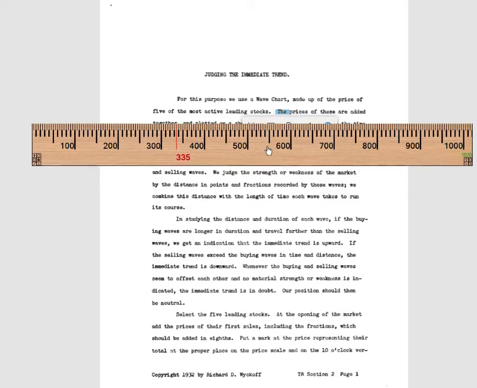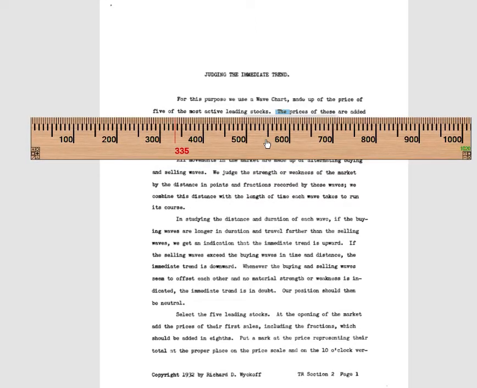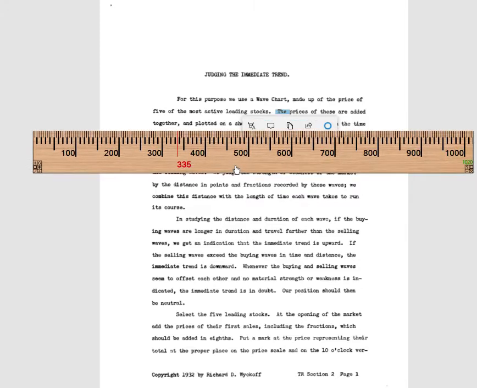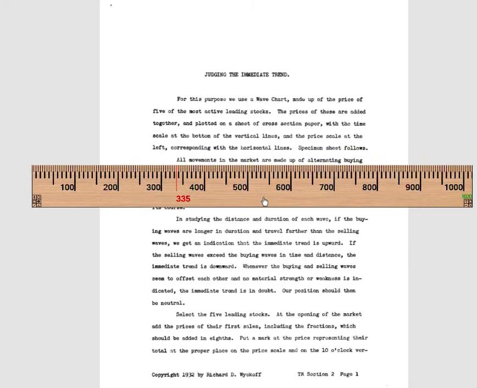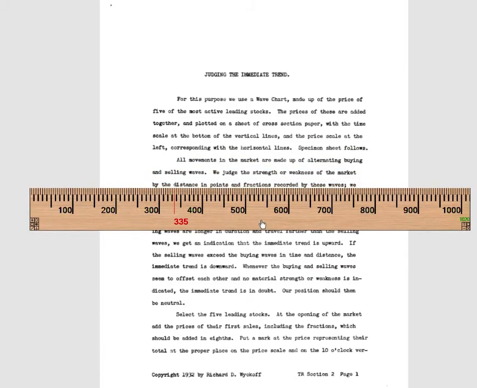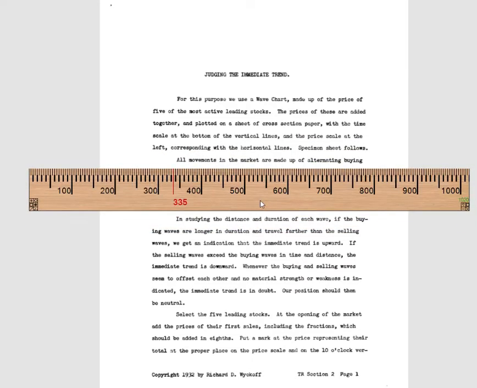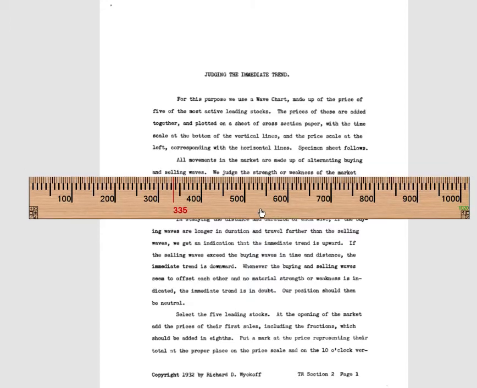So for this purpose, we use a wave chart price of 5 of the most active leading stocks. He did this because in that day you didn't have the ES futures, you didn't have the SPY. The prices of these are added together and plotted on a sheet of paper. Obviously, you're going to use a chart. And he's saying that all of these are alternate buying and selling waves.